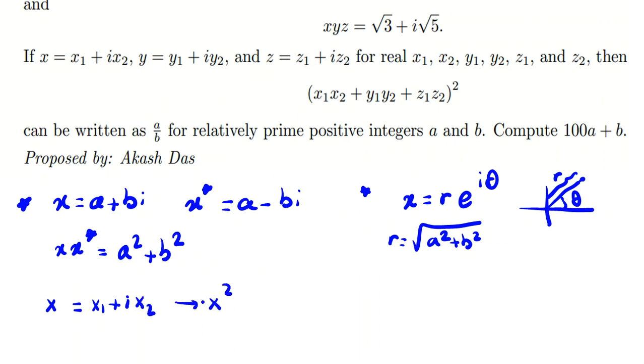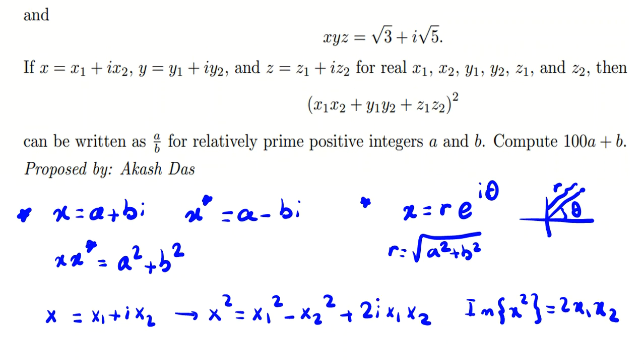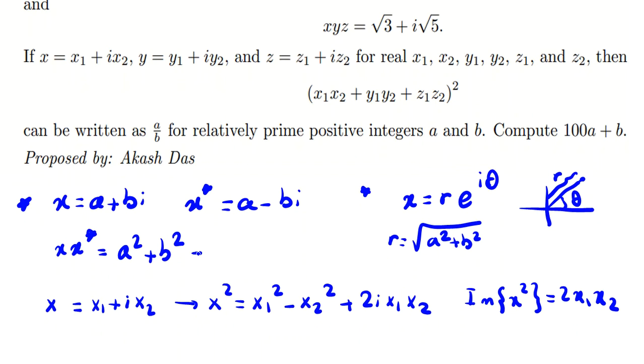Then if you raise both sides to the power of 2, it will be x1 squared minus x2 squared plus 2i x1 x2. So if you want to find x1 x2, it is the imaginary part, and the other is the real part. So the imaginary part of x squared is 2 x1 x2. Okay, so the magnitude squared of x is a squared plus b squared, which is r squared.